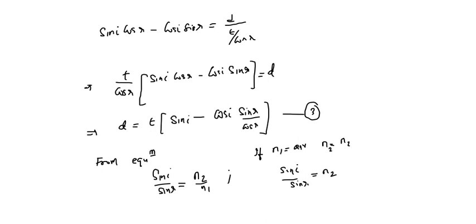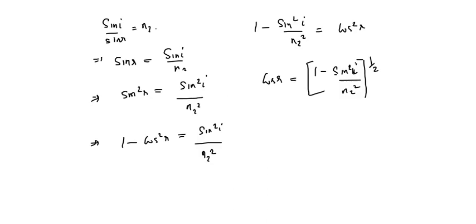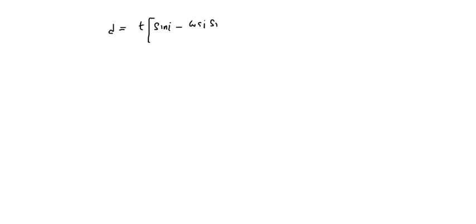So now let me go to a new page. So we know now d equals T sin I minus cos of, wait a minute, it is cos of I sin R by cos of R. So we have found out the relation, so we can write now sin I minus cos of I. So sin R, what can you write here?